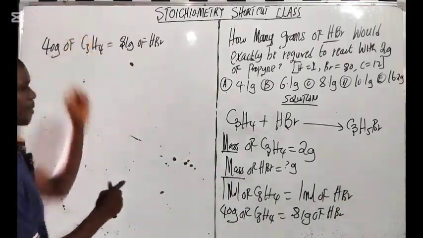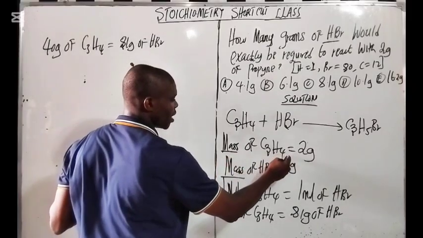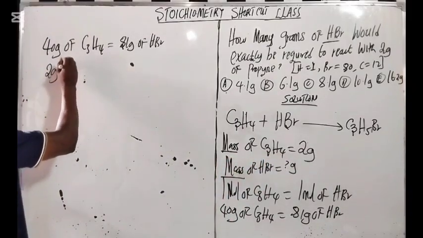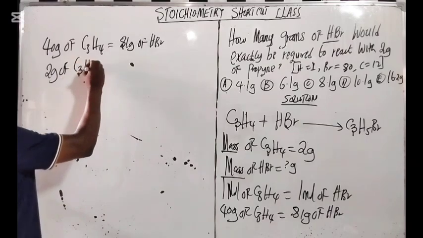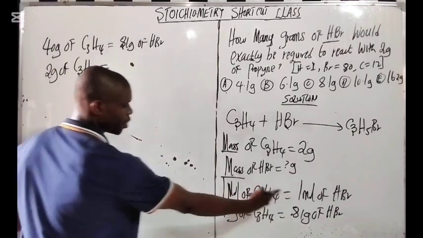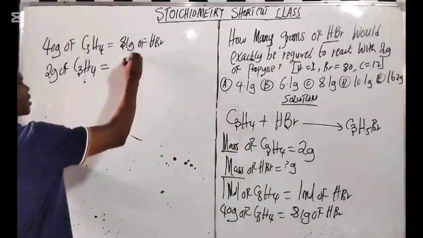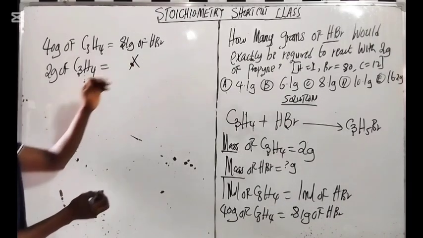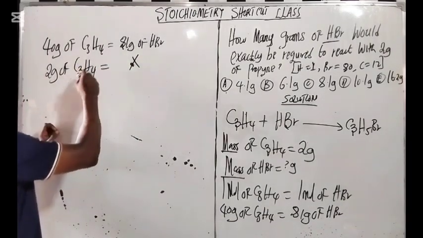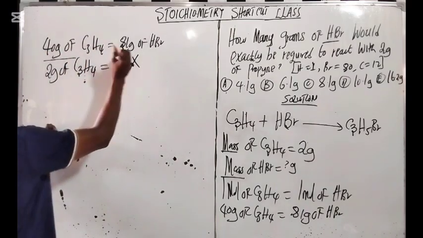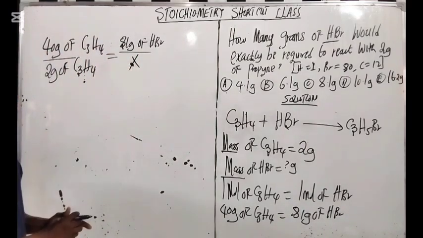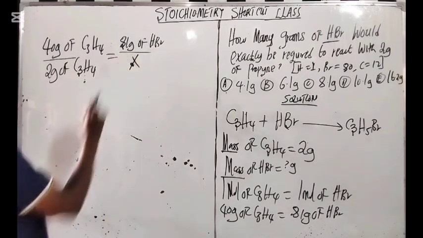So if you check it very well, the mass of C3H4 was given to me to be 2 grams. So we're going to do 2 grams of C3H4 equals this, which is what they say to look for, right? We don't know this one here. So the idea is to make this one the subject of the formula. So I can make this one the subject of the formula.